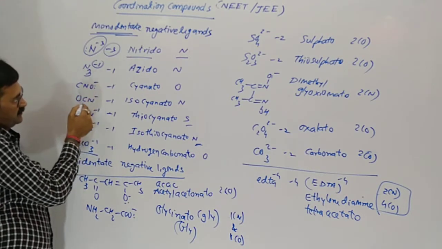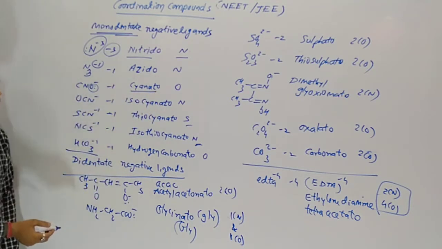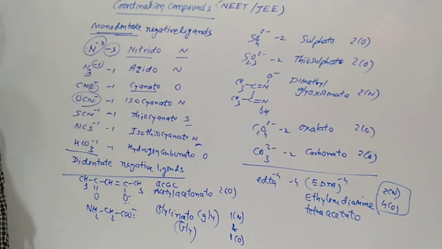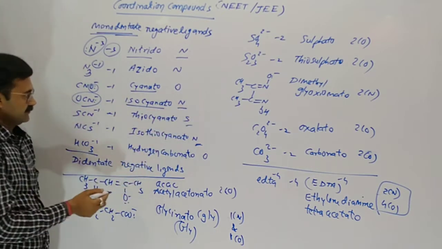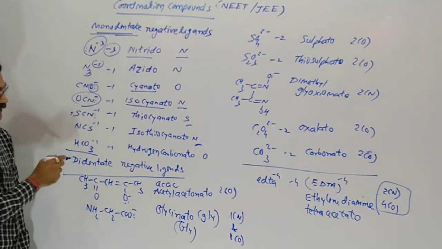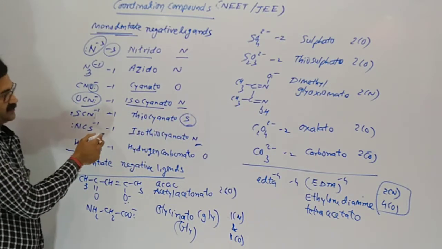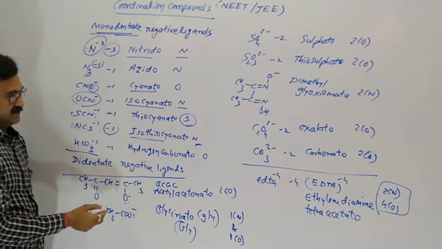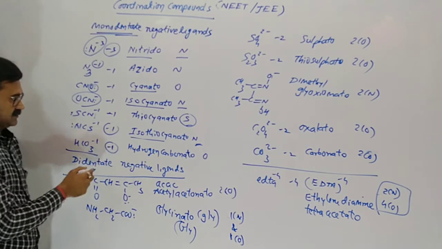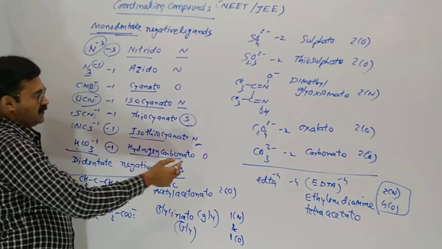CNO- having charge -1: if oxygen is the donor then it is cyanato, and if nitrogen is the donor, OCN-, then it is isocyanato. SCN-, where sulfur is the donor, is thiocyanato. NCS-, charge -1, is isothiocyanato, and the donor is nitrogen. HCO3-, with charge -1, is hydrogen carbonato ligand, and oxygen is the donor.